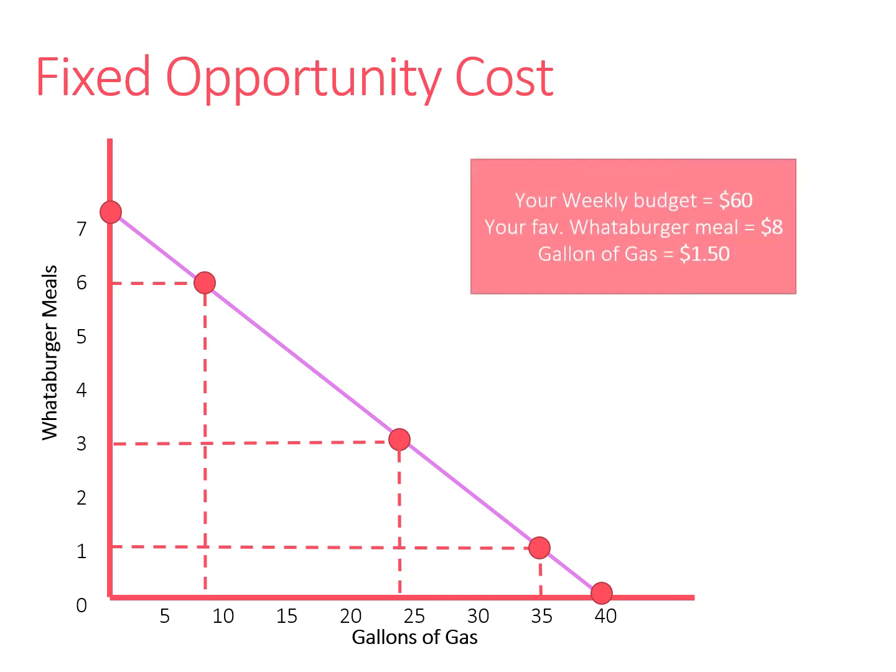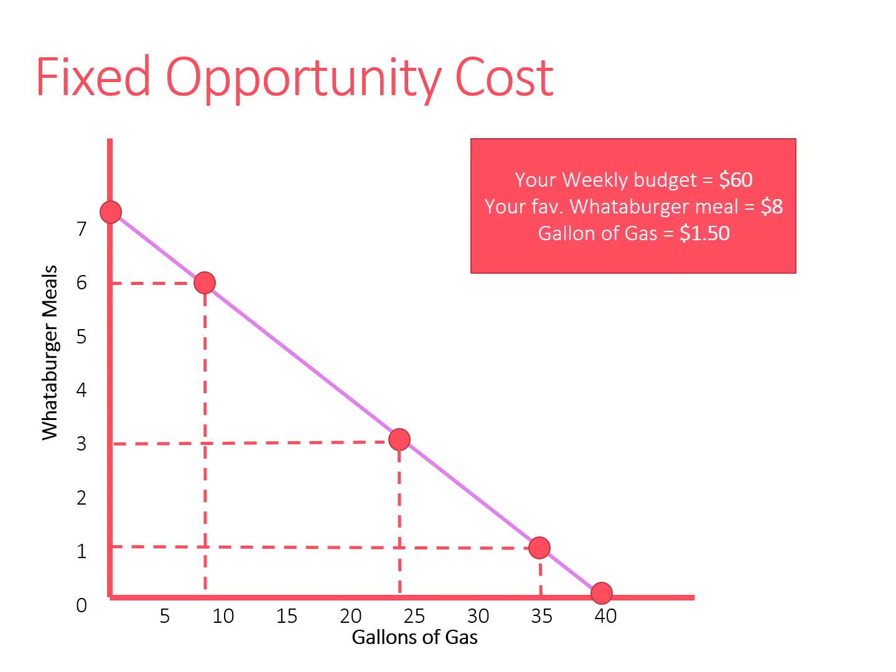So if your weekly budget is $60, and let's say that your favorite meal at Whataburger costs $8. Maybe that's not realistic for you, but let's just roll with it. And let's say that a gallon of gas is $1.50, and who knows when you're watching this. Right now, a gallon of gas is about $1.50, so we're just going to assume that. That may or may not be realistic at the time you're watching this, but let's roll with it, okay? Let's say that if you wanted to spend all your money on Whataburger meals, you could do that, right? You could eat at Whataburger, let's say, 7 times a week off $60.